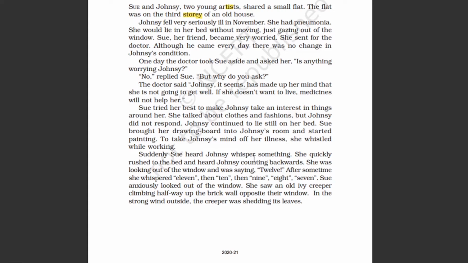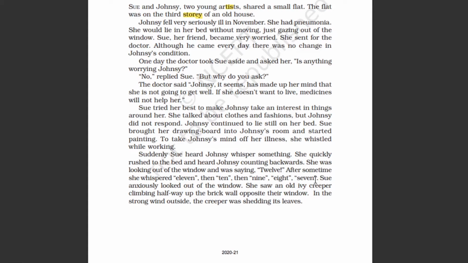Suddenly Sue heard Johnsy whisper something. तो उसने क्या सुना, एकदम से स्यू को सुनाई आया कि जॉन्सी कुछ कह रही है. She quickly rushed to the bed and heard Johnsy counting backwards. So when Sue went to the bed of Johnsy, she heard that Johnsy was counting backward. Matlab she was counting backwards like 10, 9, 8, like that. She was looking out of the window and was saying 12. After some time, she whispered 11, then 10, then 9, 8, 7, like that.